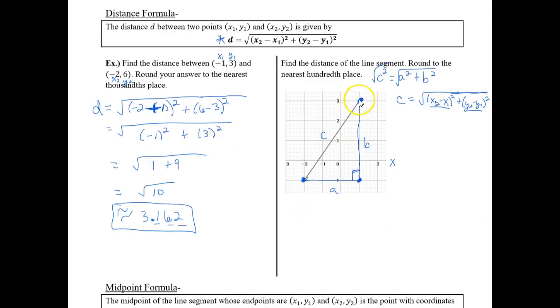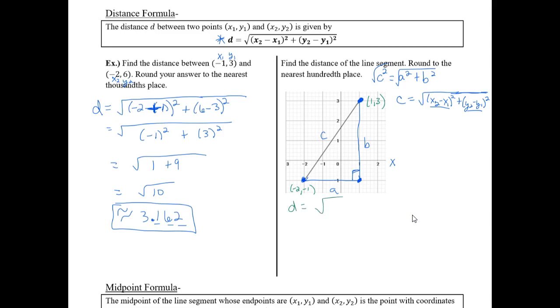Okay, so we have this graph of a line segment. We want to know the distance. The first point on the line segment is at -2, -1. The second point, or the end point of that line segment, is at +1, 3. So first we have to know what the points are before we can find the distance between them. Now I'm going to plug it into my equation.